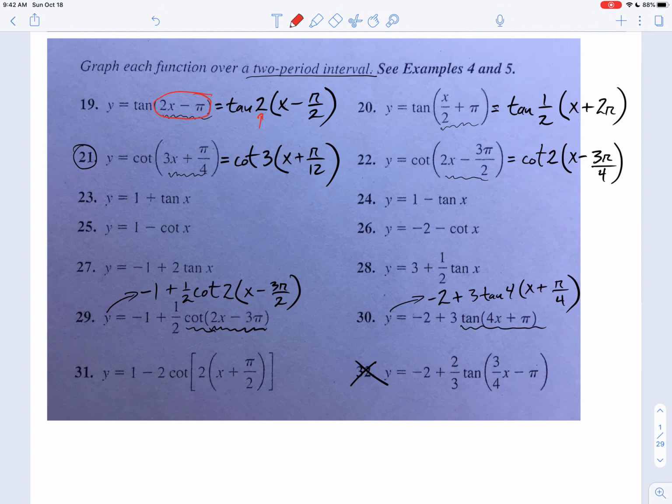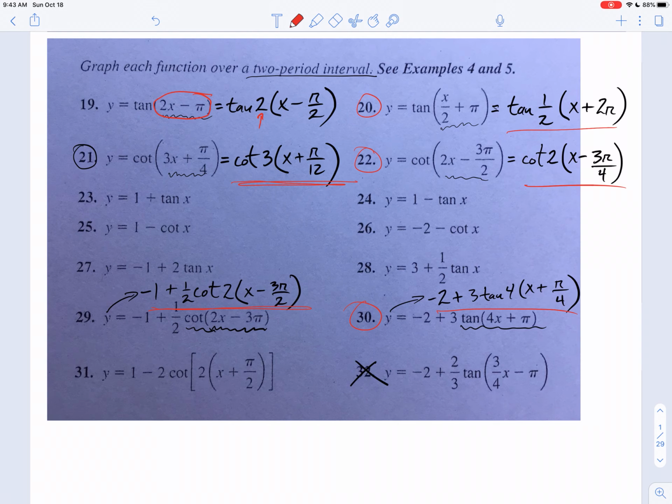But for problem number 19, use that version of the problem. For number 21, use that version. For number 29, there's the rewritten version. And likewise, if you do want to go back and do the evens for practice, here's all the rewritten versions of those.